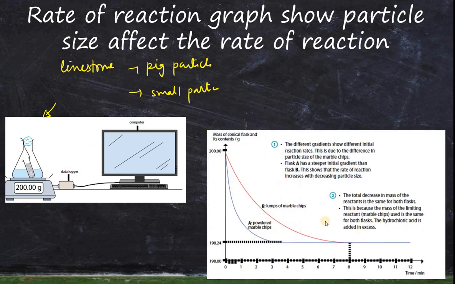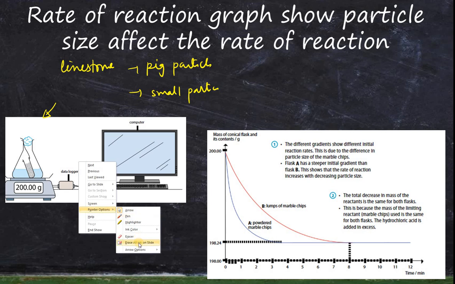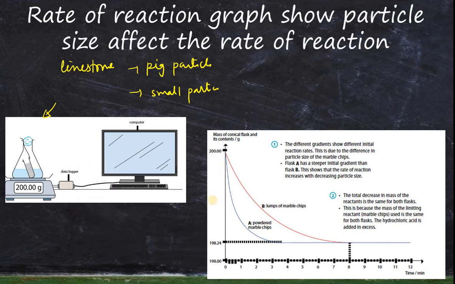So in this graph, can you predict which one is the powder form of marble chips? Yes. So remember, this is the graph showing the reactant mass. So the reactant mass will show a negative gradient. It means it is decreasing with time. So the decrease is happening very fast in the powdered marble chips than the lump of marble chips. So here the rate of reaction is fast. So you'll see more CO2 produced when they are in powdered form.